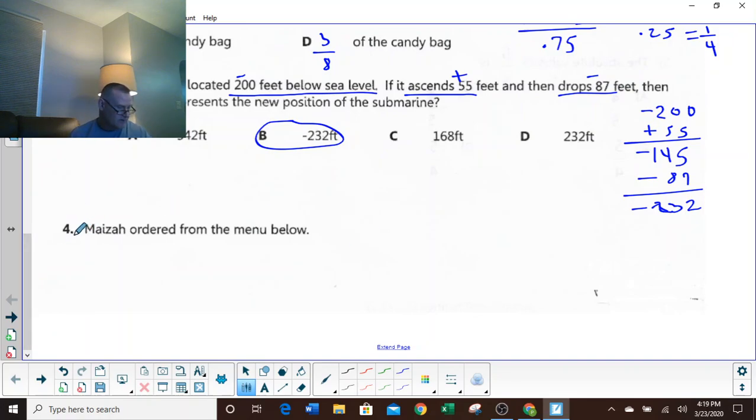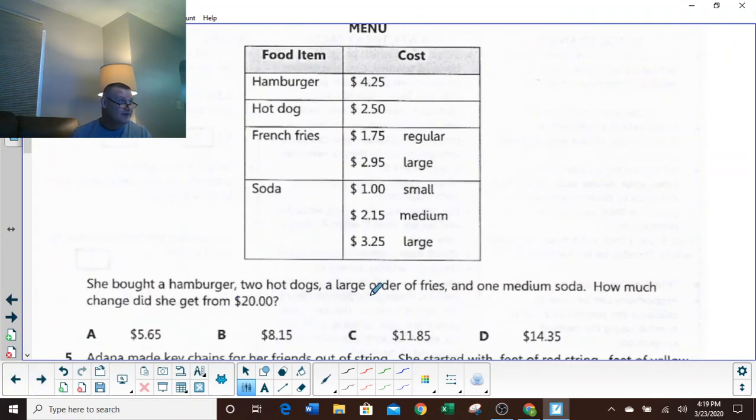Down at the bottom it says Mosiah ordered from the menu below, and there's no menu below. But guess what? There's a menu over here. Let's go to the new page. Cool. She bought a hamburger. Cool. I'm going to put 1 right there.